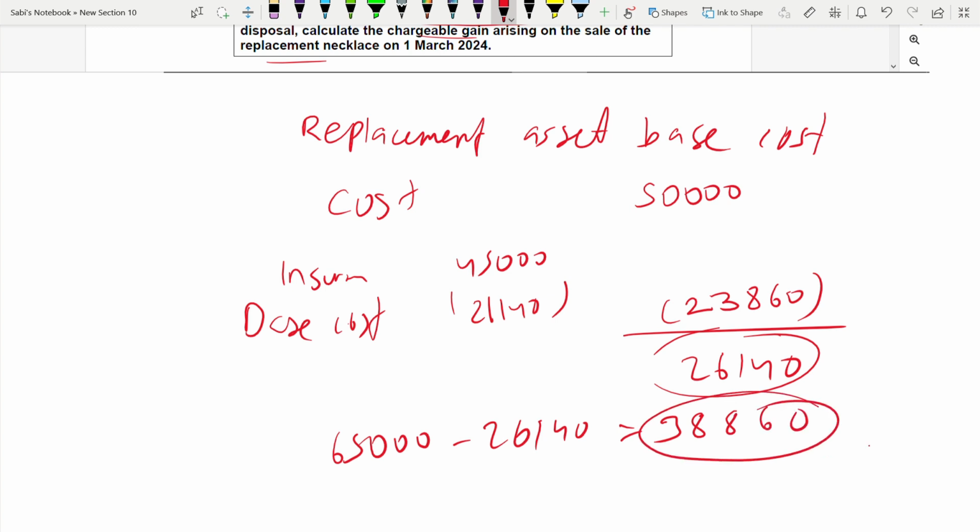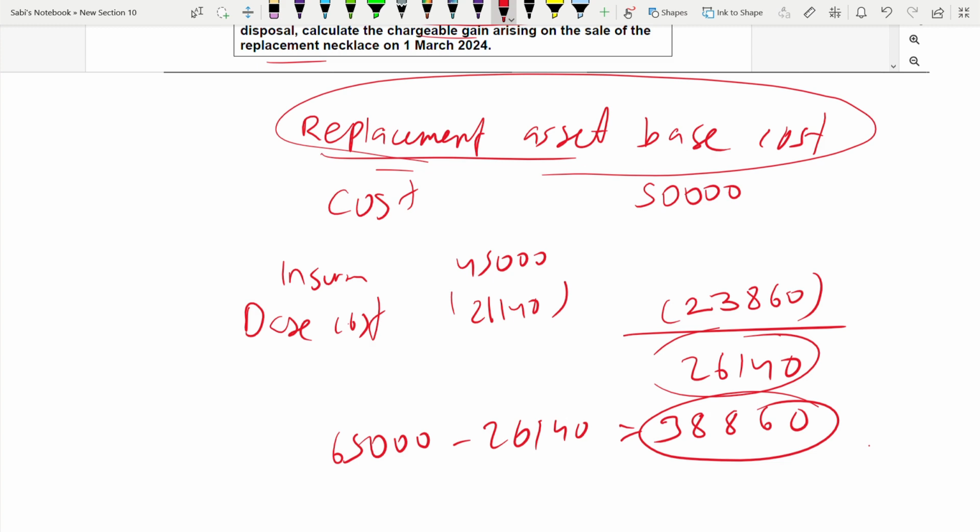Remember, always see whether the question is asking you the chargeable gain or replacement asset base cost. Sometimes most of the students often find chargeable gain when the question is just replacement asset base cost. To find the chargeable gain, you have to find this. It comes under working. Okay.